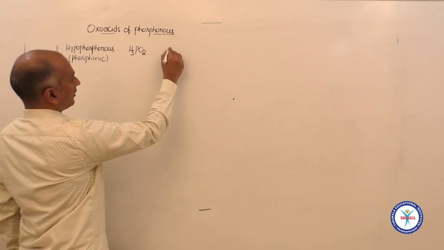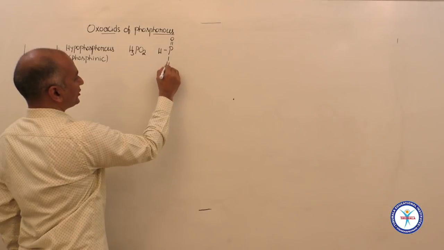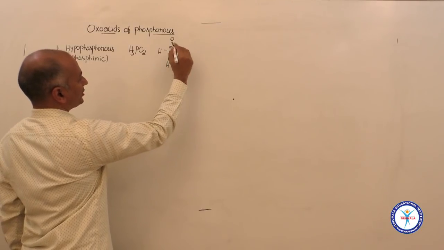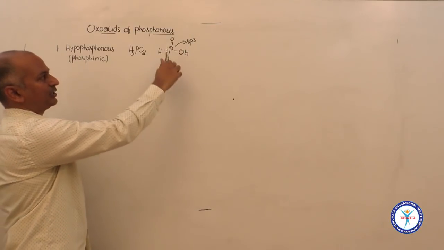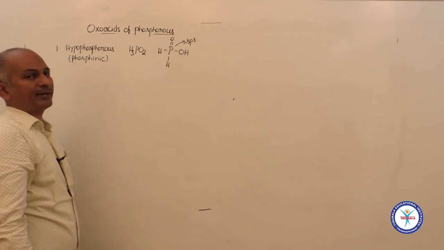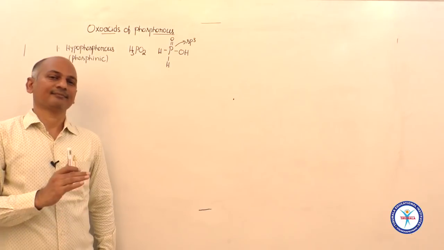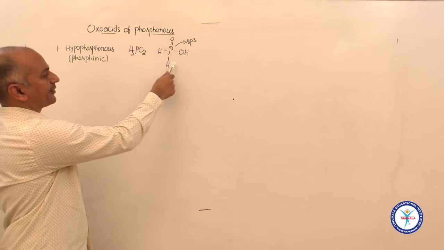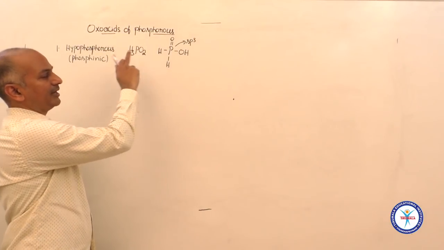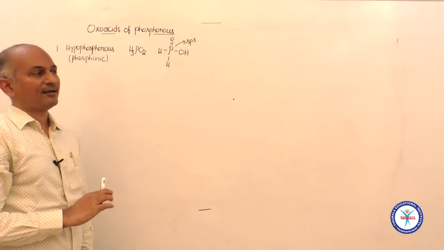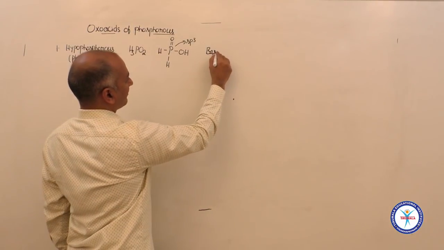Structure: 1 P double bond O, 2 hydrogens directly attached to phosphorus, and 1 OH. Hybridization of phosphorus is sp3. And you see what type of pi bond it is? P pi, D pi, 2P and 3D. And you see whether it is a reducing agent or not? Yes, because of the presence of these 2 hydrogens, it is reducing in nature. And its basicity, the maximum n factor.